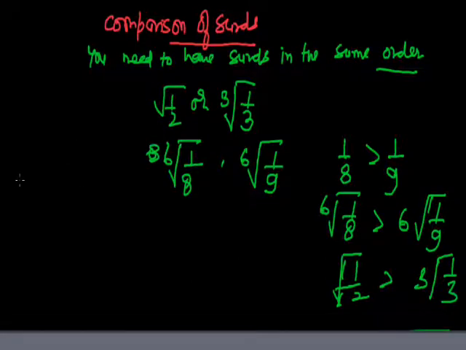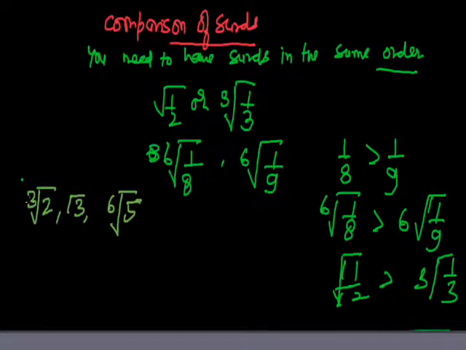Okay, let's take another example which will bring more clarity here. So this is one surd, this is another surd, and this is another surd. If you have to do a comparison, again you see that here the order is 3, here the order is 2, here the order is 6. So we'll take the LCM. The LCM comes out to be 6.